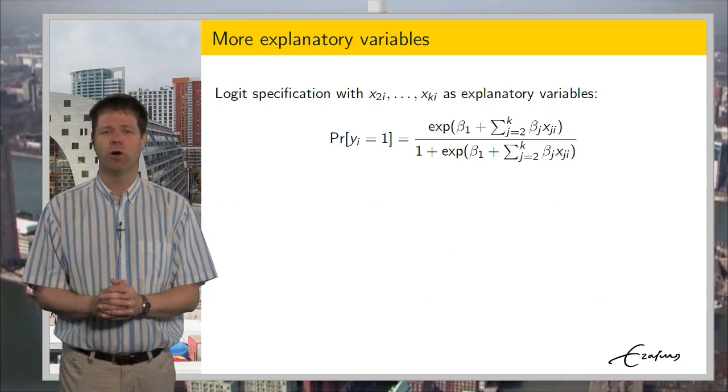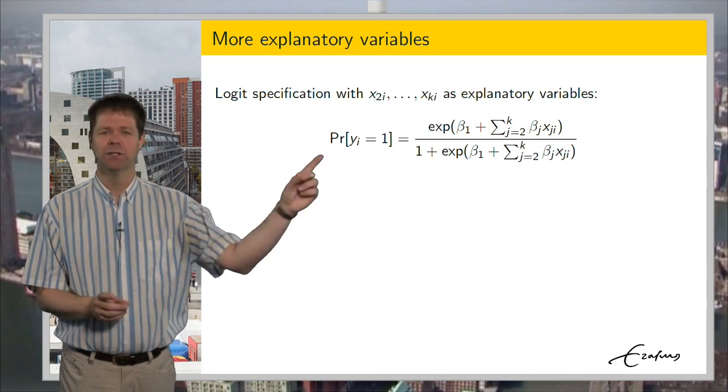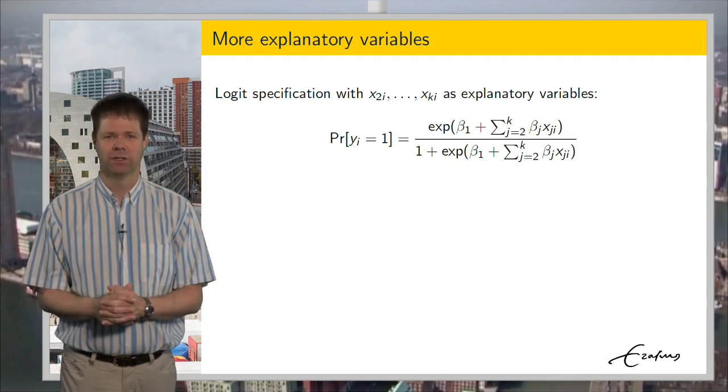So far, we have only considered logit models with only one explanatory variable. The logit model can easily be extended with more explanatory variables. On the slide, you see a logit model with k-1 explanatory variables, which are denoted by xji. The exponent term now contains a linear combination of the intercept and the k-1 explanatory variables, and k beta parameters.